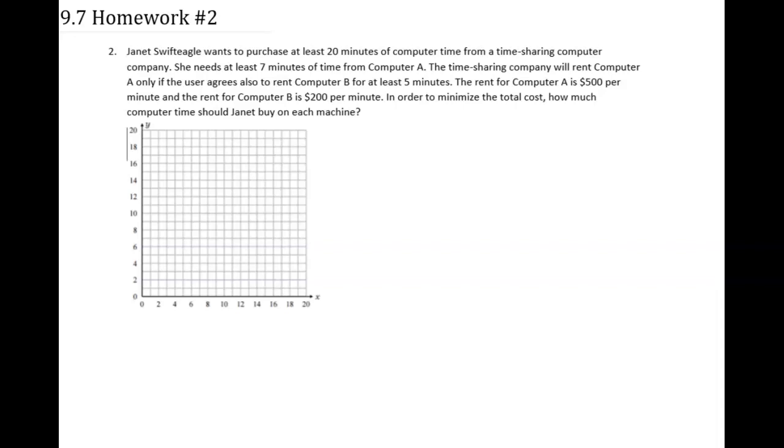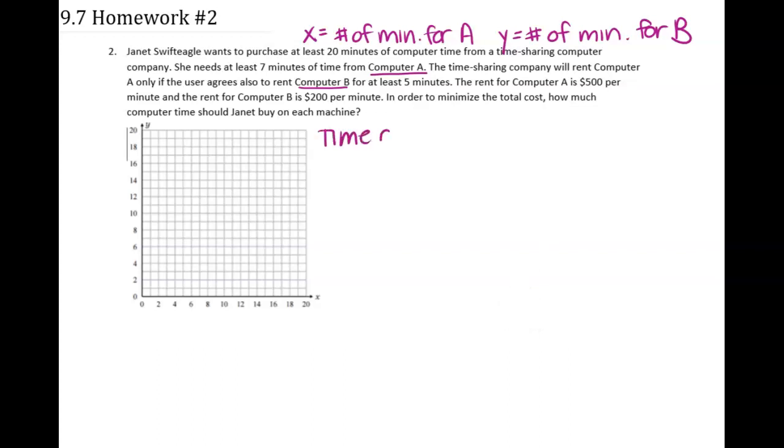So looking at this, first, our two variables are time from computer A and time from computer B. So let's define X as being the number of minutes for computer A, and Y as the number of minutes for computer B. Let's look at the time constraint.